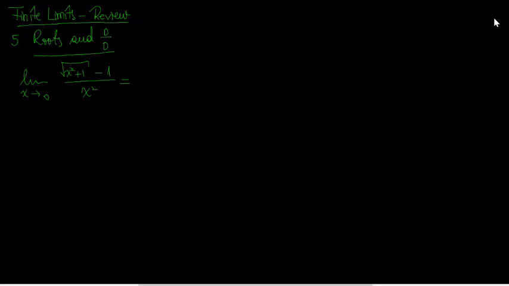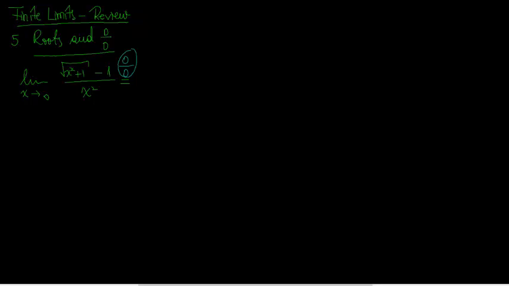So when we try to evaluate this function at 0, what we get is the square root of 1, so 1 minus 1, which gives us 0, divided by 0 squared, again 0. So yes, we are in the case of this indeterminate form of 0 over 0, which tells me I've encountered a hurdle in trying to compute this limit by simply evaluating.